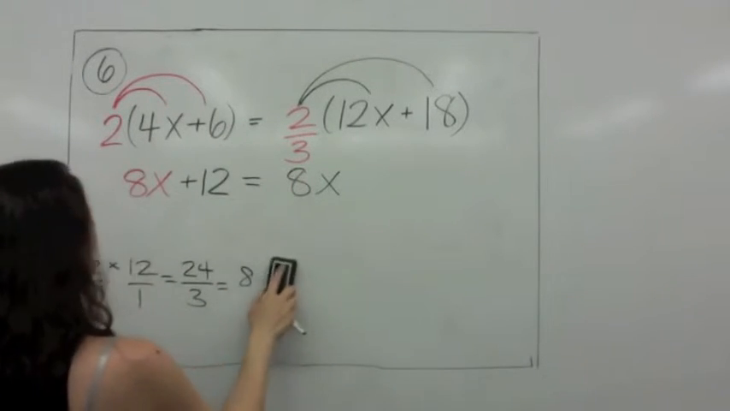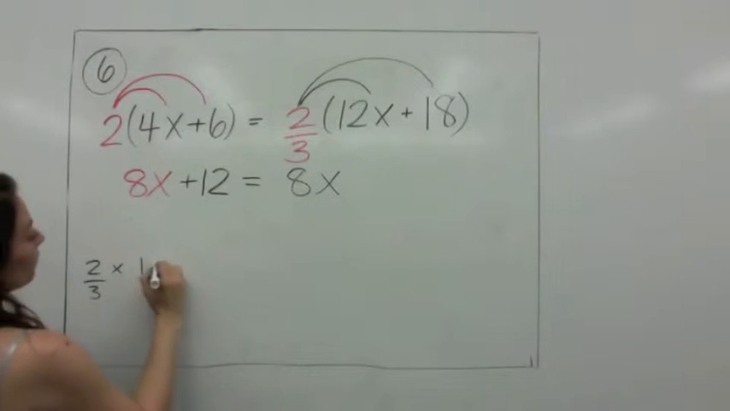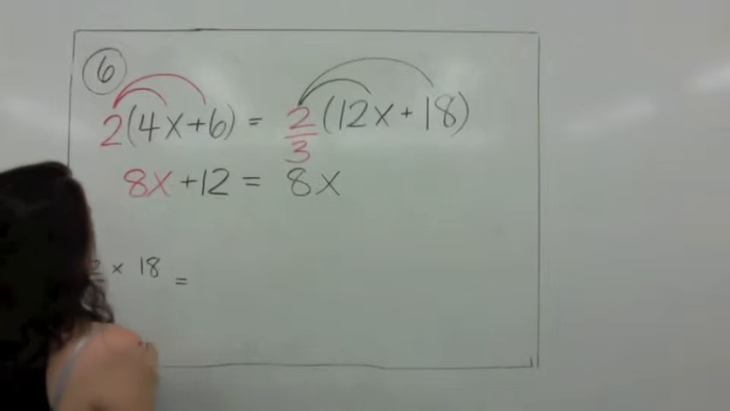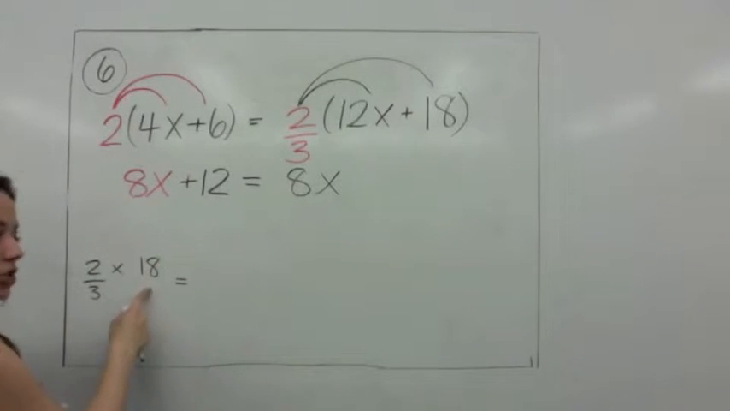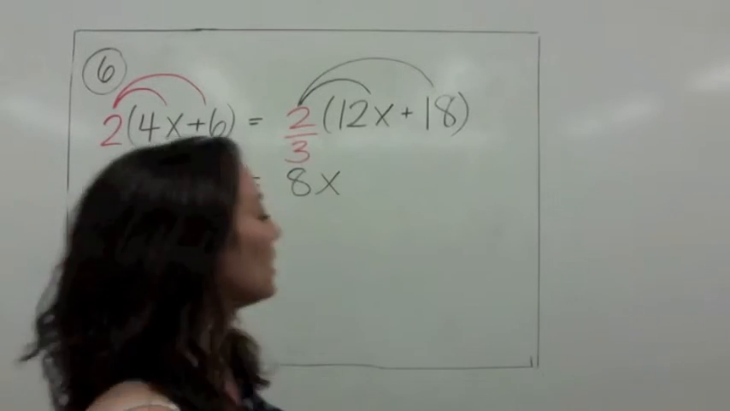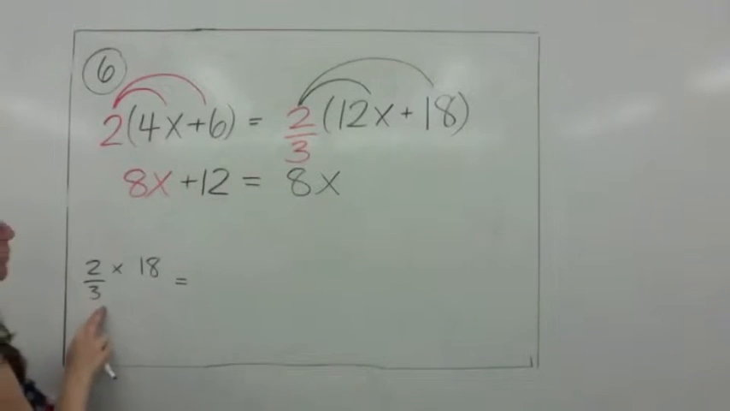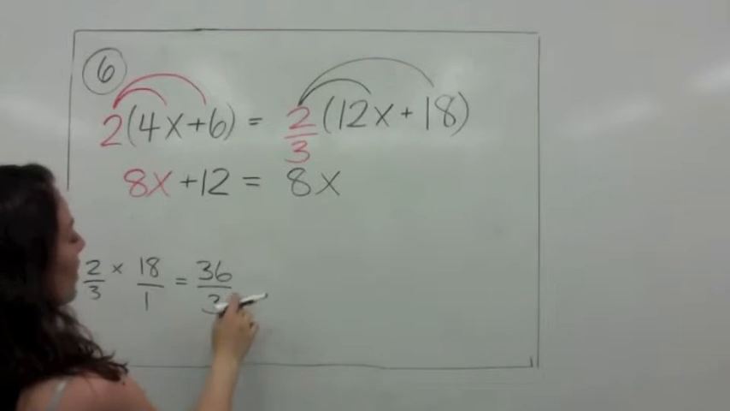Now let's work this out. 2/3 times 18. Okay? So this would be really, it's talking about 2 times 18, which is, what's 2 times 18? It's 36, and then you divide that by 3. Okay? But if you want to just say 2 times 18 is 36 divided by 3. What's 36 divided by 3?